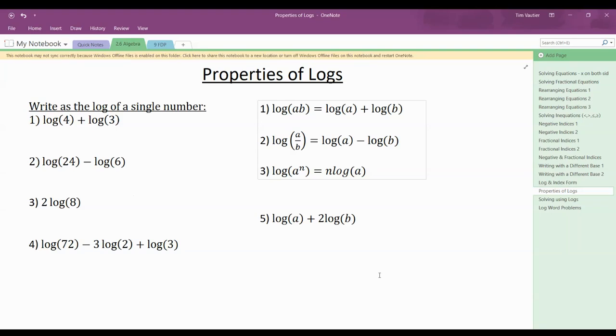In this video, we're going to look at some of the properties of logs. And so we have these properties here, and these help us to deal with when we're adding two logs together, how we simplify that to a single log. If we're subtracting one log minus another log, we can simplify that to a single log. Or if we have a number in front of a log.